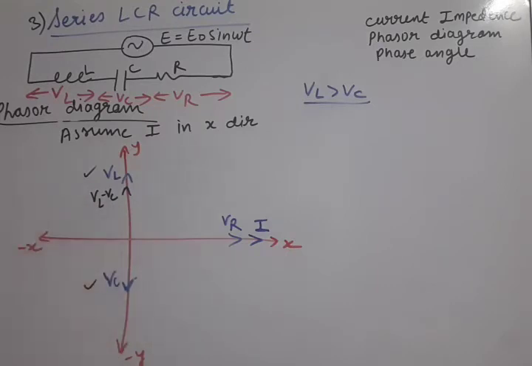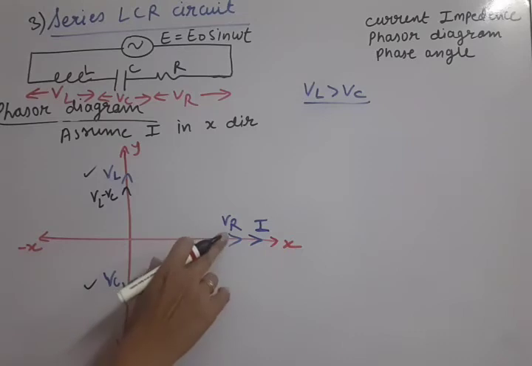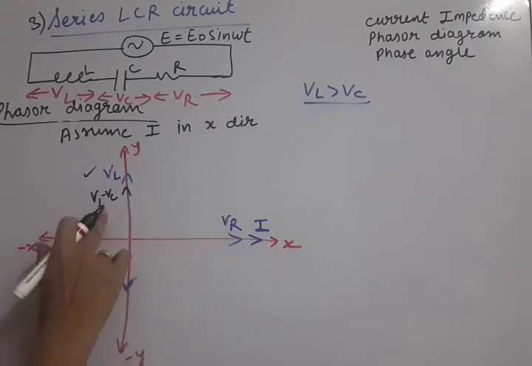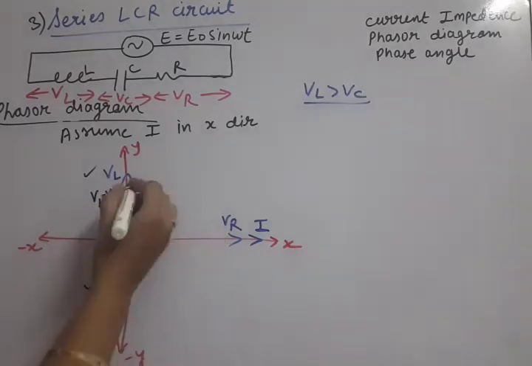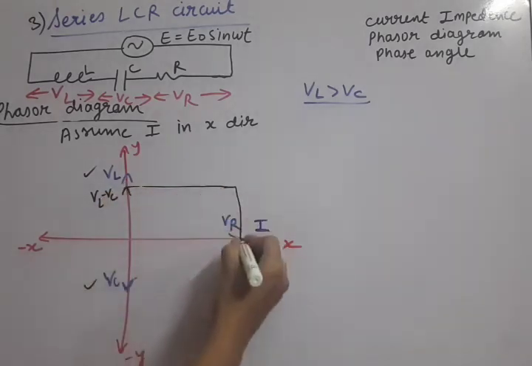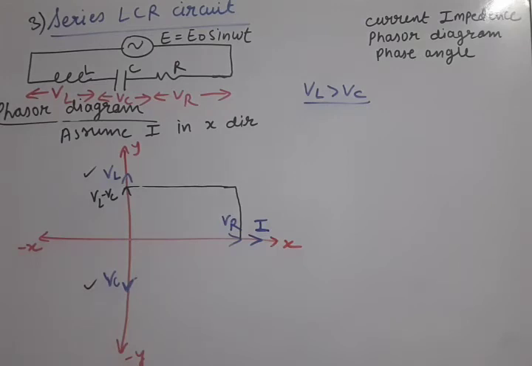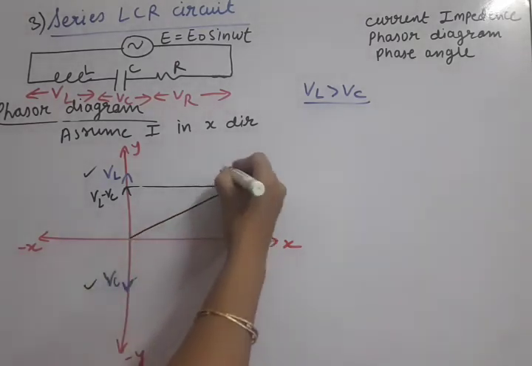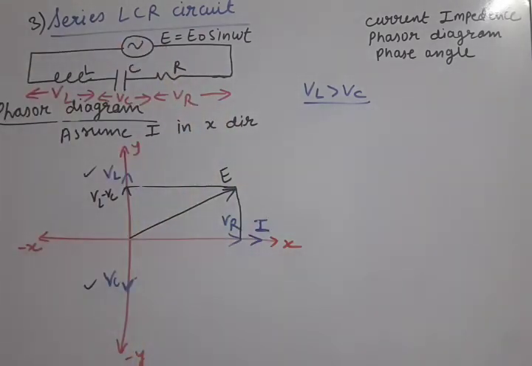Now how many voltages are left in the diagram? One is VR and one is VL minus VC. They are at 90 degrees, so we will draw the parallelogram. The diagonal of this parallelogram is our resultant. Resultant means E, and it is at angle phi with respect to the x-axis, or with respect to the current.